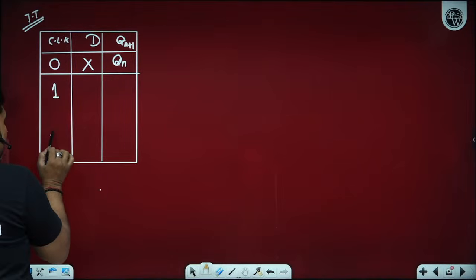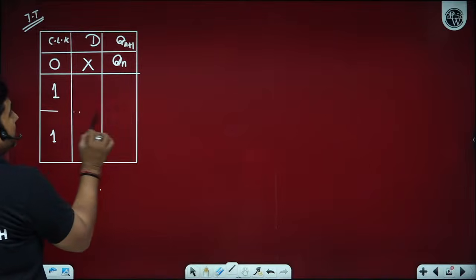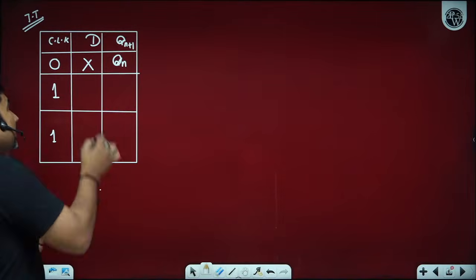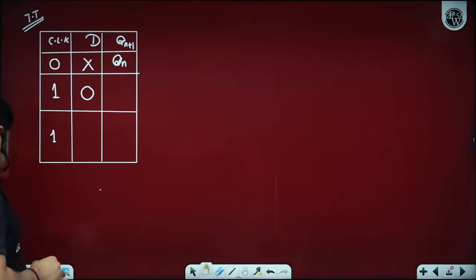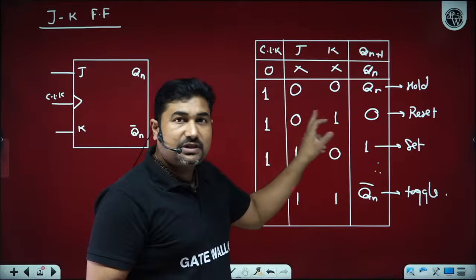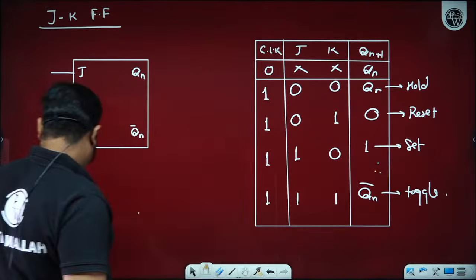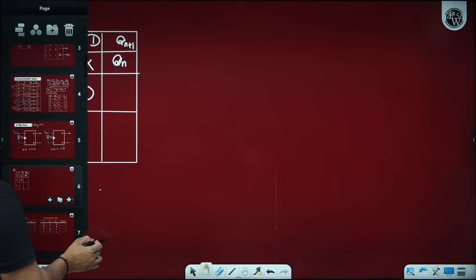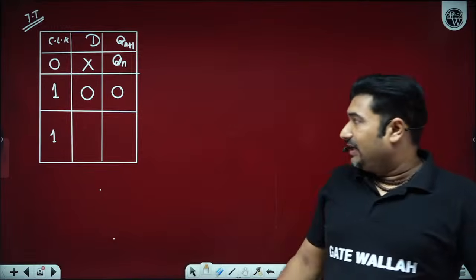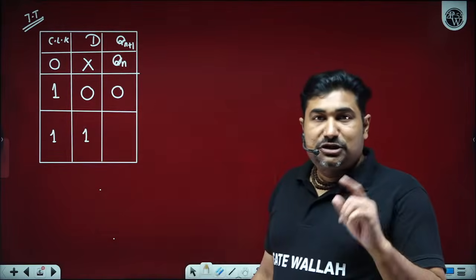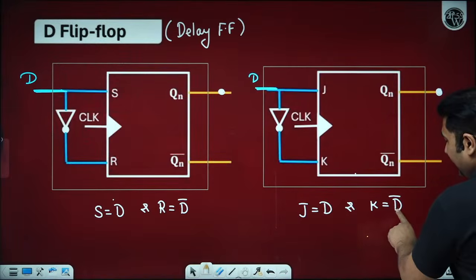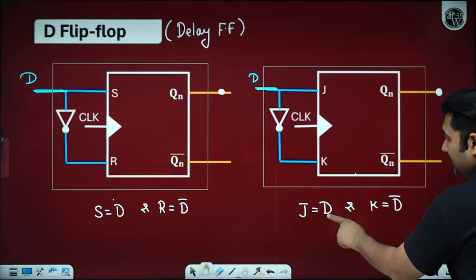Suppose the clock is high, which means the clock is in transition from 0 to 1. Then only during the transition of the clock, if D is equal to 0, then J is equal to 0 and K is equal to 1. J0, K1 we get reset. So if we apply 0, we get next state Qn plus 1 as 0 only. If we apply 1, then J1, K0. If D is equal to 1, J1, K0.